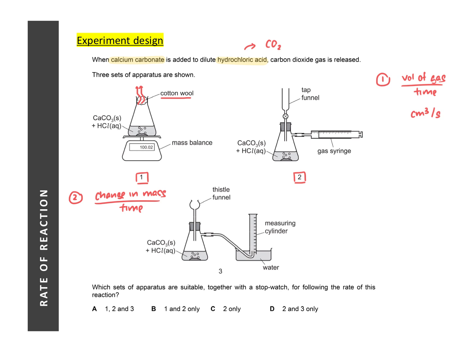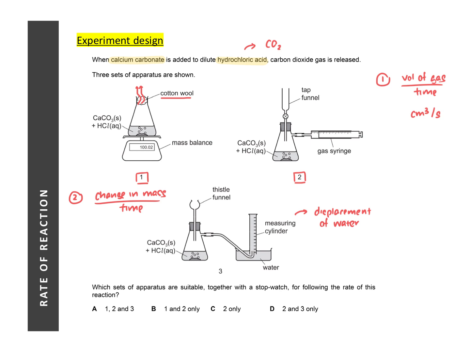Now let us take a look at setup 3. For setup 3, the method that we are building on would be the change in volume of gas produced with time. Over here, instead of using a gas syringe, remember we have learned different ways of gas collection, and one of them is by displacement of water. So this setup 3 makes use of the displacement of water.